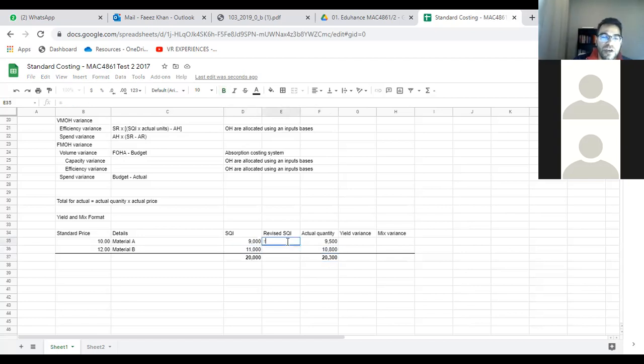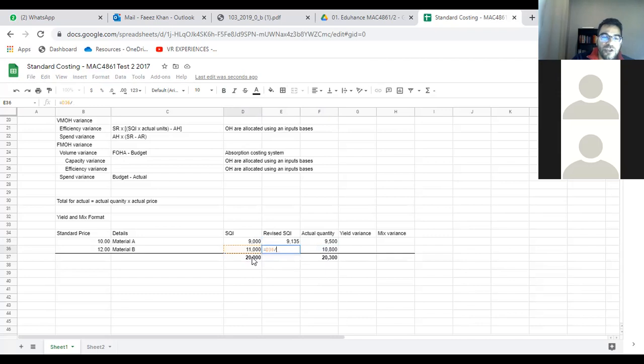So what we're doing over here, we are saying for material A, the proportion is 9,000 divided by 20,000. That gives us the weighting for budgeted quantity multiplied by the total actual quantity. So we are saying we should have used 9,135. We actually used 9,500. We do the same over here.